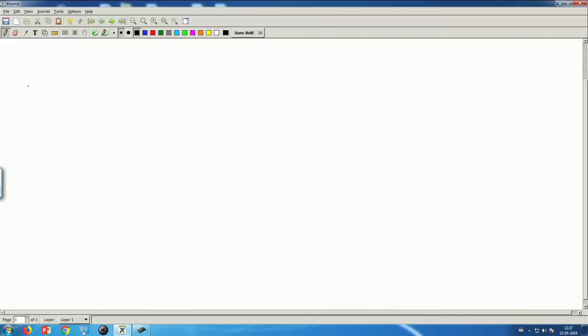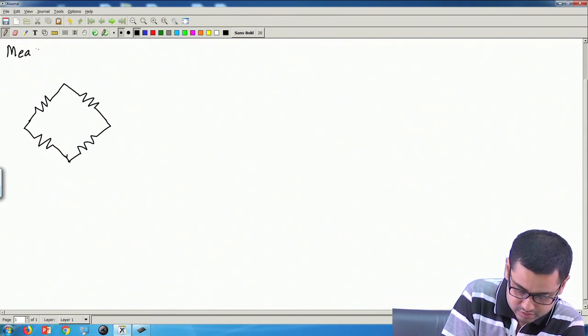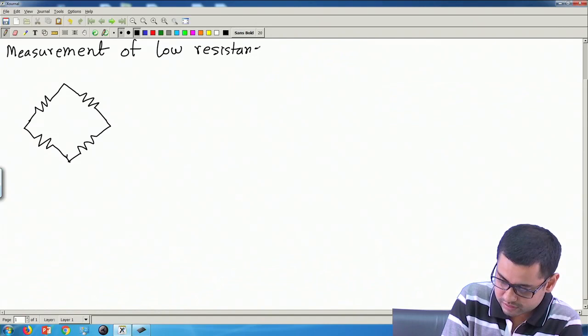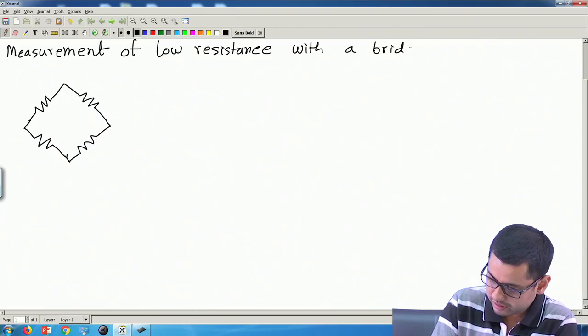Suppose I have a Wheatstone bridge with which I want to measure a small resistance. The title is Measurement of Low Resistance with a bridge. So, we shall first see the Wheatstone bridge.